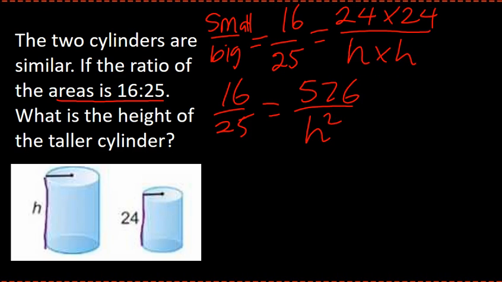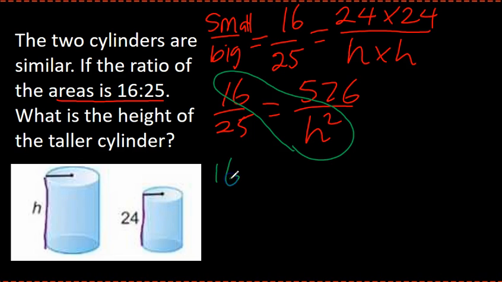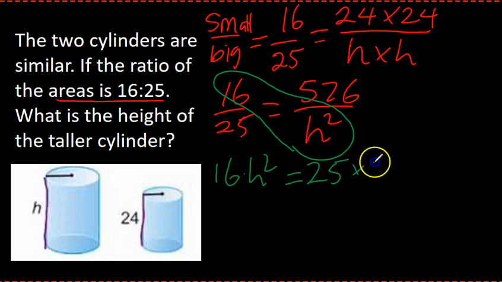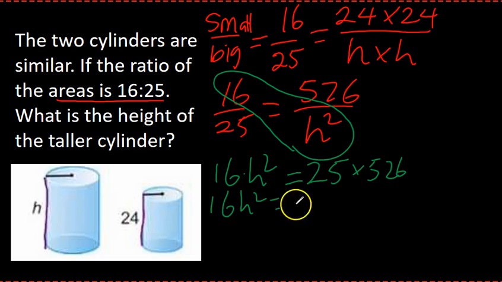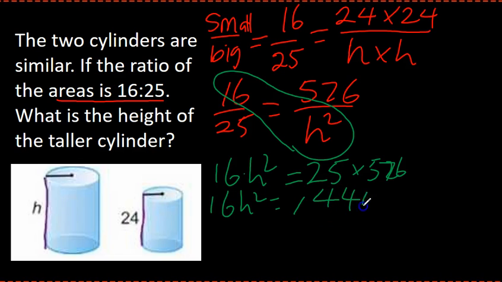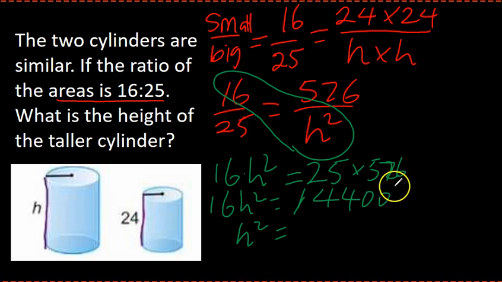Now we can cross multiply. So that is 16 times h squared is equal to 25 times 576, which is 14400. To solve for h squared, we divide both sides by 16. Dividing 14400 by 16, we get 900.